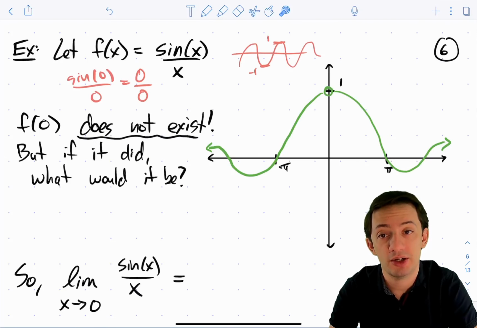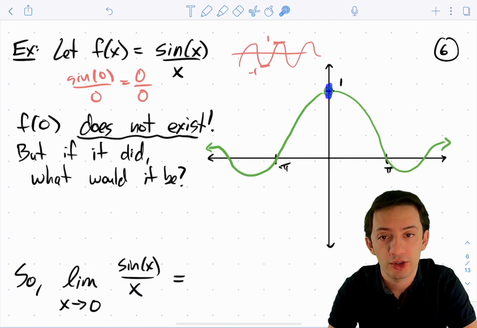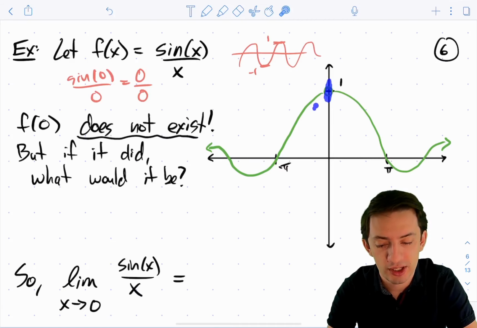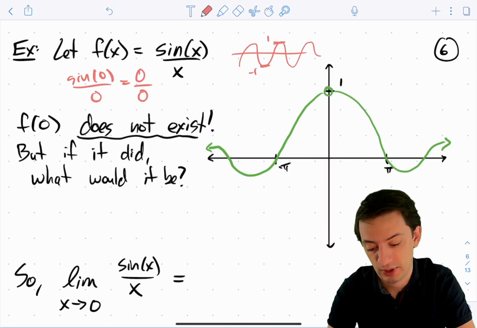So based on the picture, what should f of 0 be? If we ignore the point itself, ignore it, and you just look nearby, what does it look like it should be? It looks like it should be 1. And that's the answer.